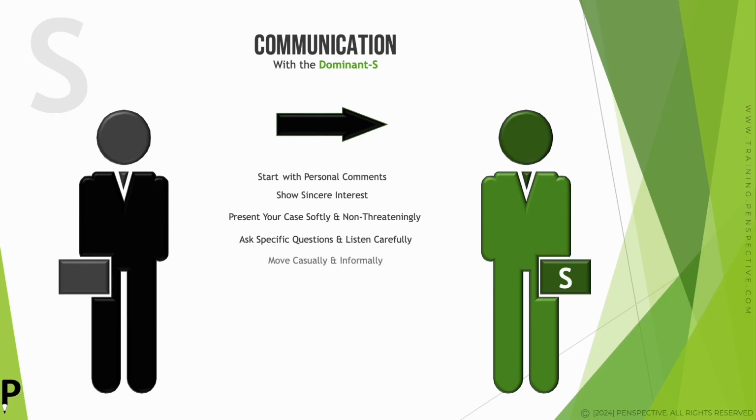Move casually and informally. Maintain a casual and informal demeanor during interactions with dominant S individuals. Avoid being abrupt or overly rapid in your communication style, as they appreciate a more relaxed and unhurried approach. Create a comfortable atmosphere that encourages open dialogue and collaboration.